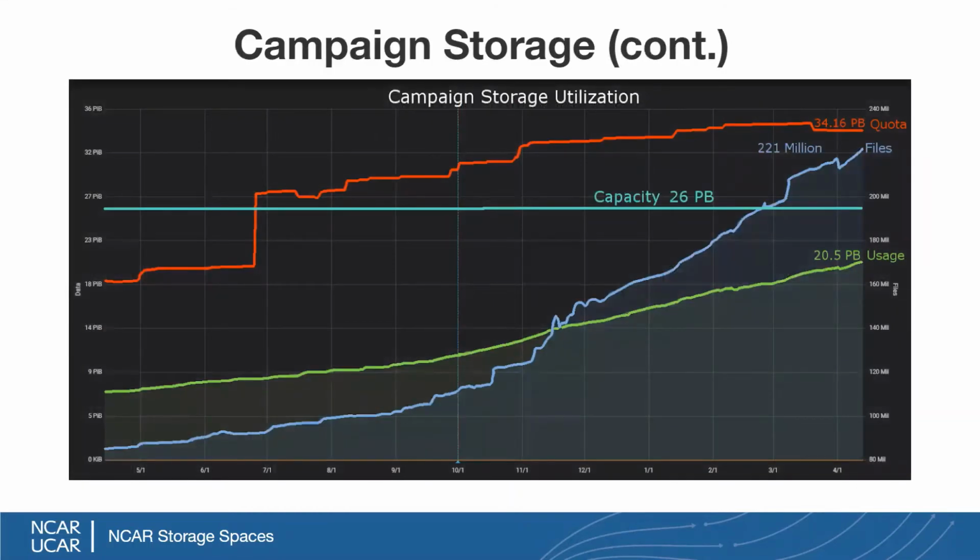Here's the graph I mentioned a few minutes ago. You can see I haven't even had time to fully update this. If you look at the capacity line, that jumped up by 17 petabytes yesterday. The rest of the numbers are all very close. We've got about 21 petabytes of usage, over 220 million files are stored on there, and about 35 petabytes have been allocated. That's what I mean by the quota.